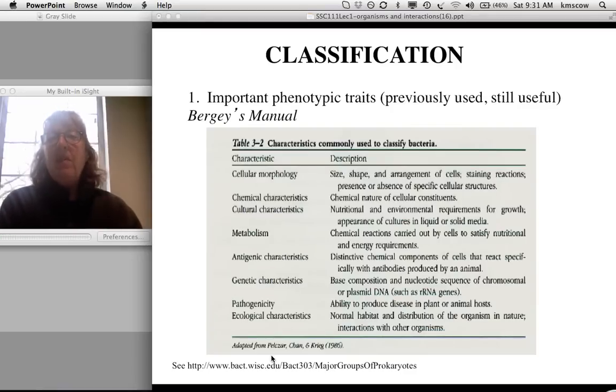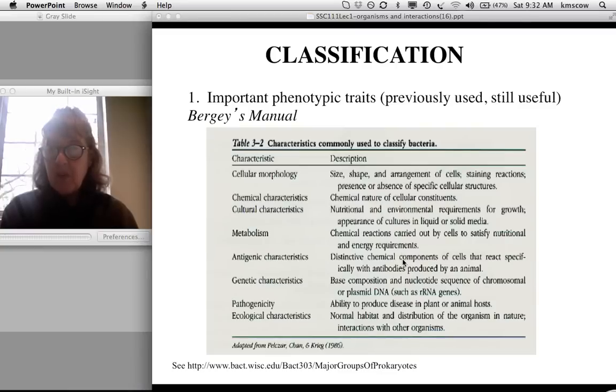Okay, and classification, well, we already know that we use phylogenetic approaches to classify bacteria, and it's quite good for that, but I don't want us to forget that there are all these important phenotypic traits that used to be what we used to classify organisms when I was a kid. That's what we did, and it was a pain. But these are really important aspects, and we already have talked about some of these in the slides before: your cellular and chemical characteristics, what you eat, and your antigenic characteristics.